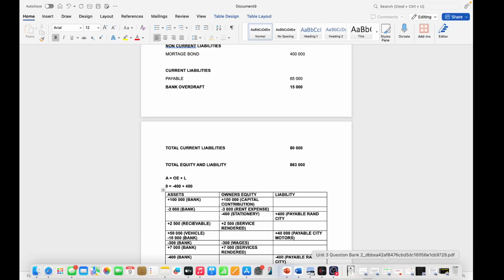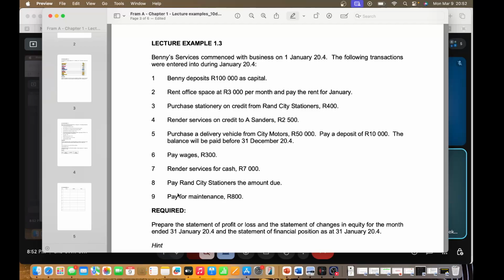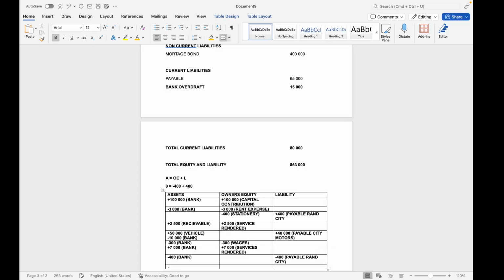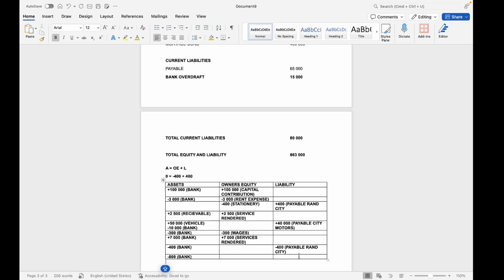Yes. Okay. Then I think we have a last transaction, which says pay for maintenance 800. Maintenance is an expense, so we can just write minus 800 bank and then minus 800 maintenance, which is an expense, like this. Not liabilities here, sorry. And basically, that is how you're going to do our accounting equation. Let me just highlight this part. Is everyone good here, guys?